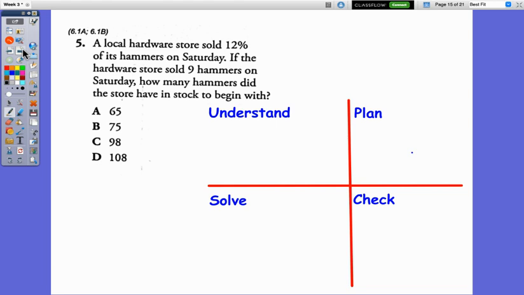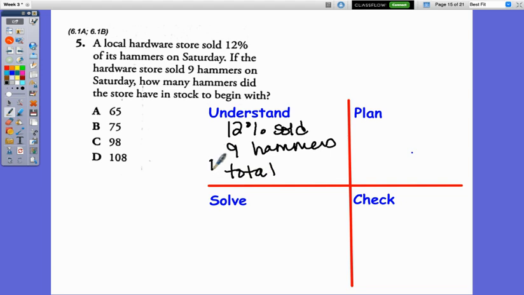Last question. You guys ready? It says a local hardware store sold 12% of its hammers on Saturday. If the hardware store sold 9 hammers on Saturday, how many hammers did this store have in stock to begin with? I know that they had 12% of their hammers sold, and they sold 9 hammers. I am looking for a total.